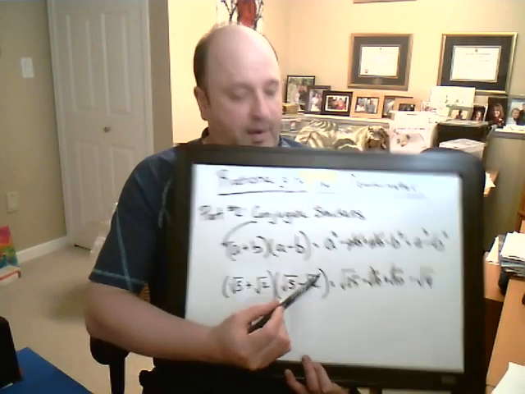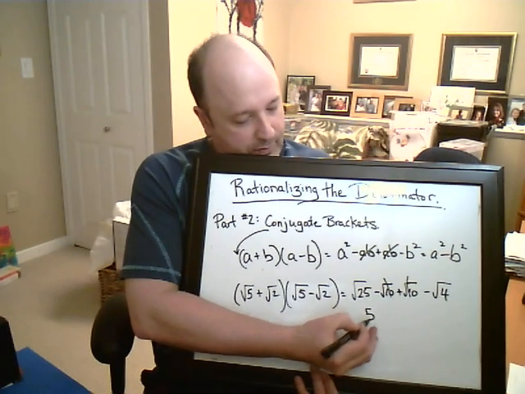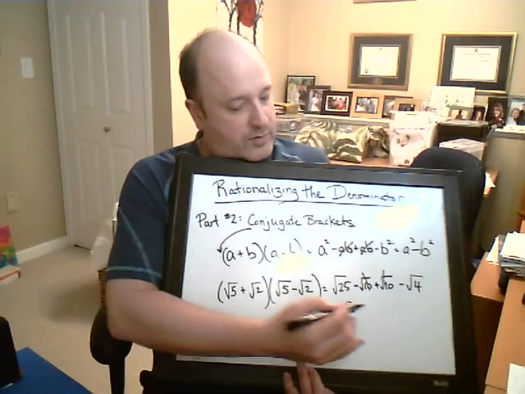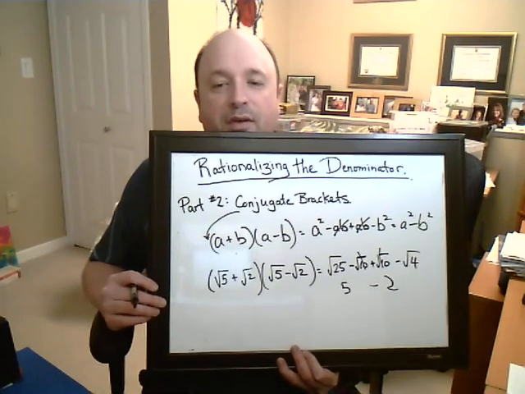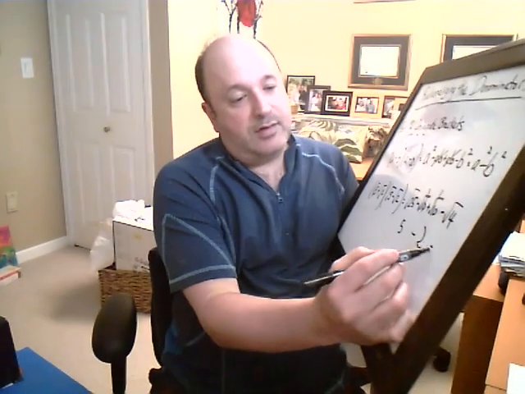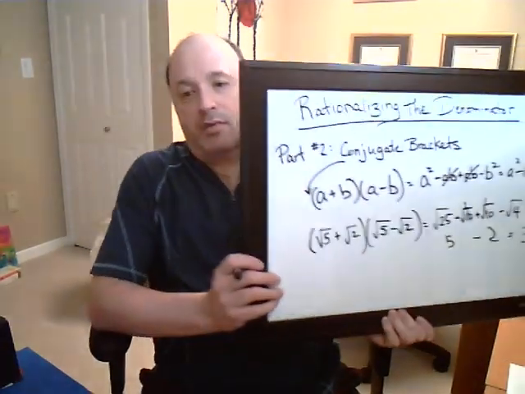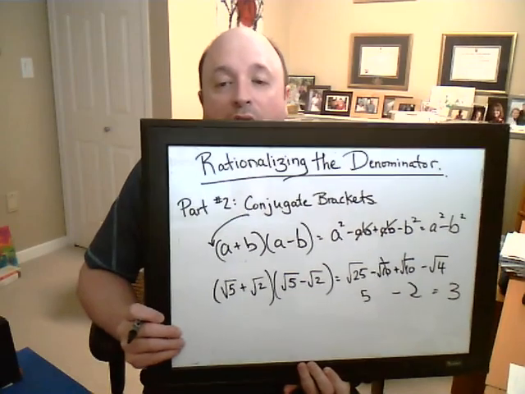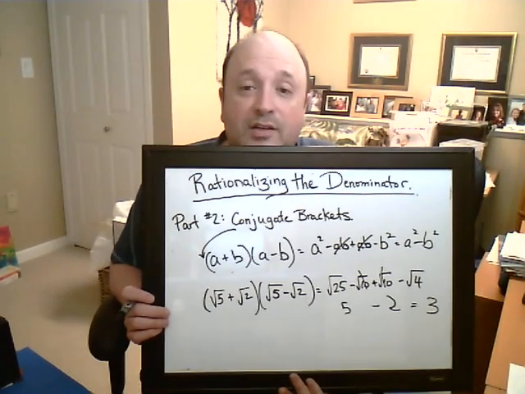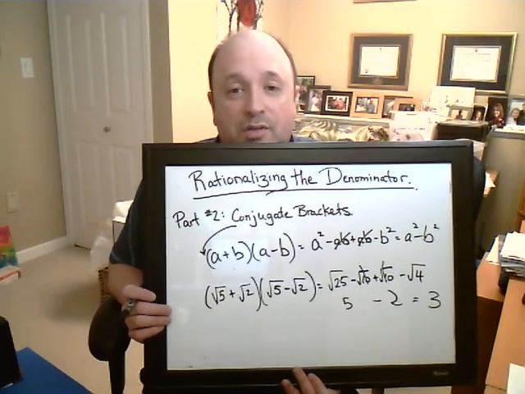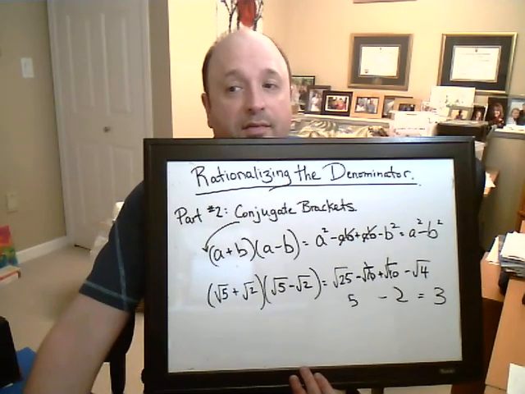Well, root 25 is just 5, and root 4 is 2. So 5 minus 2 is 3. Okay, and so that's the trick that we're going to use to rationalize the denominator for the next question, something that looks like this.